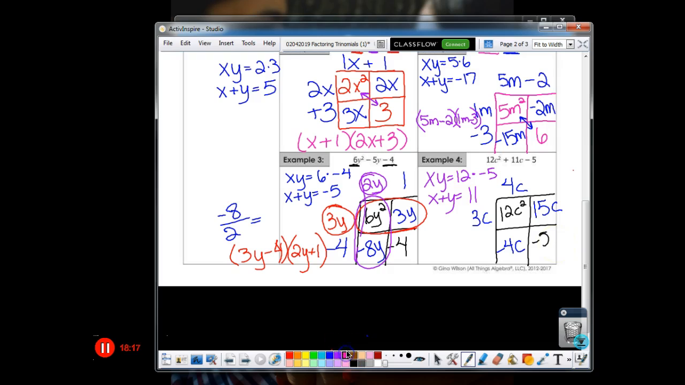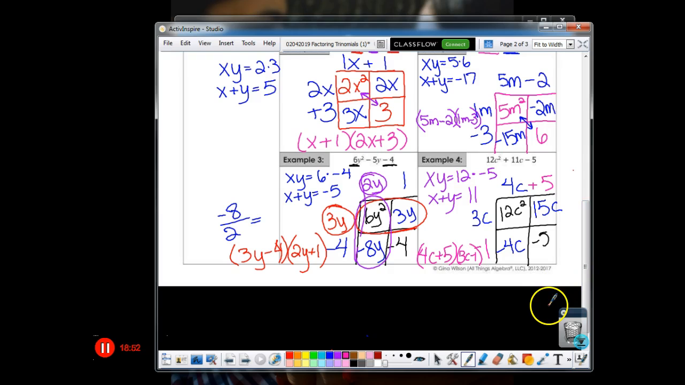So now, what times 3c gives me 15c? Positive 5. What times 4c gives me negative 4c? Negative 1. So my answer is 4c plus 5 and 3c minus 1. Okay? Any questions? Does it matter, like instead of 4c, it's like 3c, like a third? Okay. Did you put the 4c up here? If you put the 4c up here, then the 4c up. If you put the negative 4, this is what it would have to look like.